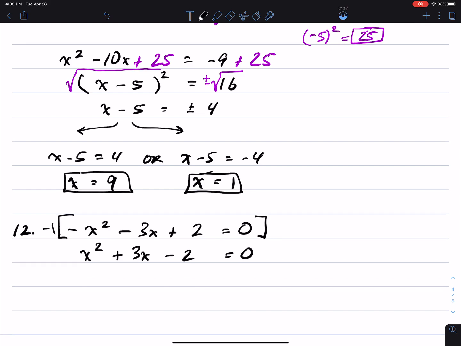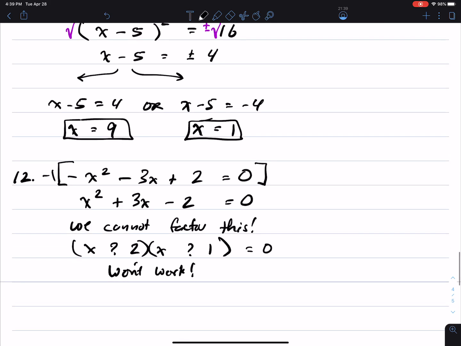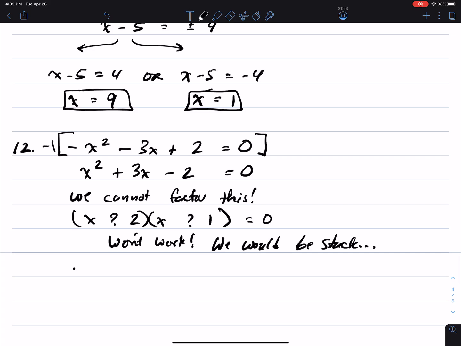Now, notice that we cannot factor this. It will not factor, okay? If you tried to factor this, x and x, you could only go with 2 and 1, right? But what signs would make that work? It won't work. So in a traditional scenario where all we're using is factoring and not this completing the square business, we would be stuck. So let's go back and look at what we have to do. We're going to have to complete the square.